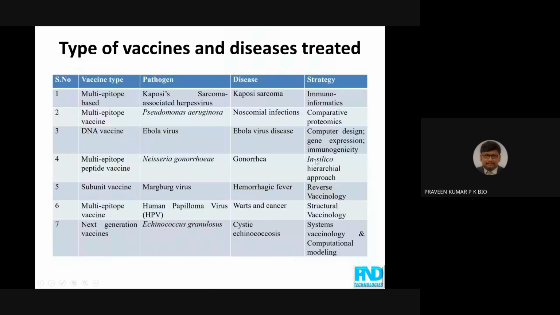Next, we can discuss types of vaccines and diseases treated. The first thing we'll be discussing is multi-epitope based. What do you mean by multi-epitope based? Linking multiple epitopes. For example, a helper T cell vaccine.